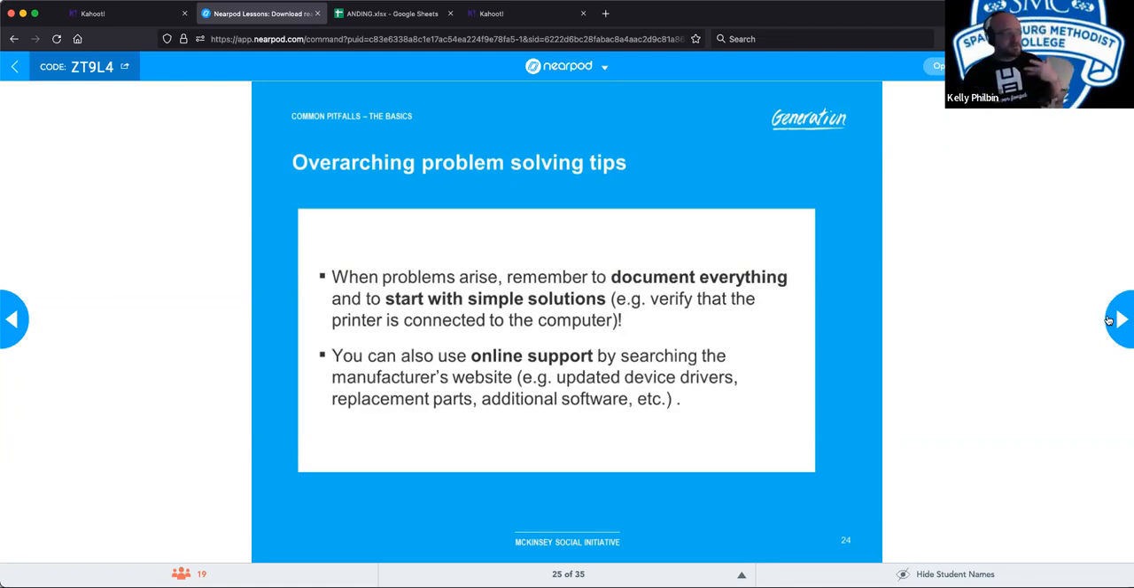So you start with the simple solutions first. Verify the printer is connected to the computer, it's plugged in on both sides, it's turned on, proper drivers are downloaded. Start with the simple stuff first, work into ever more complex issues. You can also use the online support, going through the manufacturer's websites, frequently asked questions, stuff like that. Online forums are a good place as well.